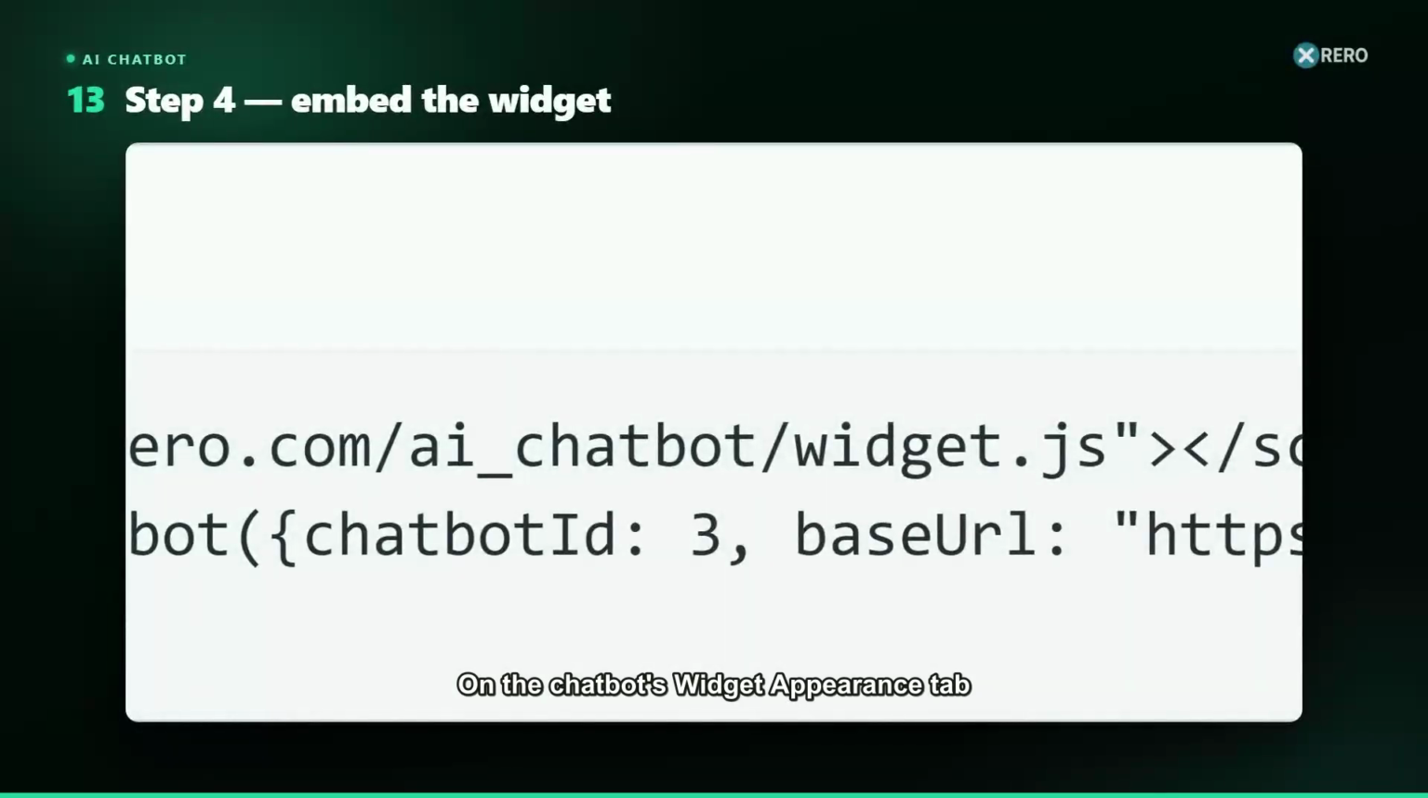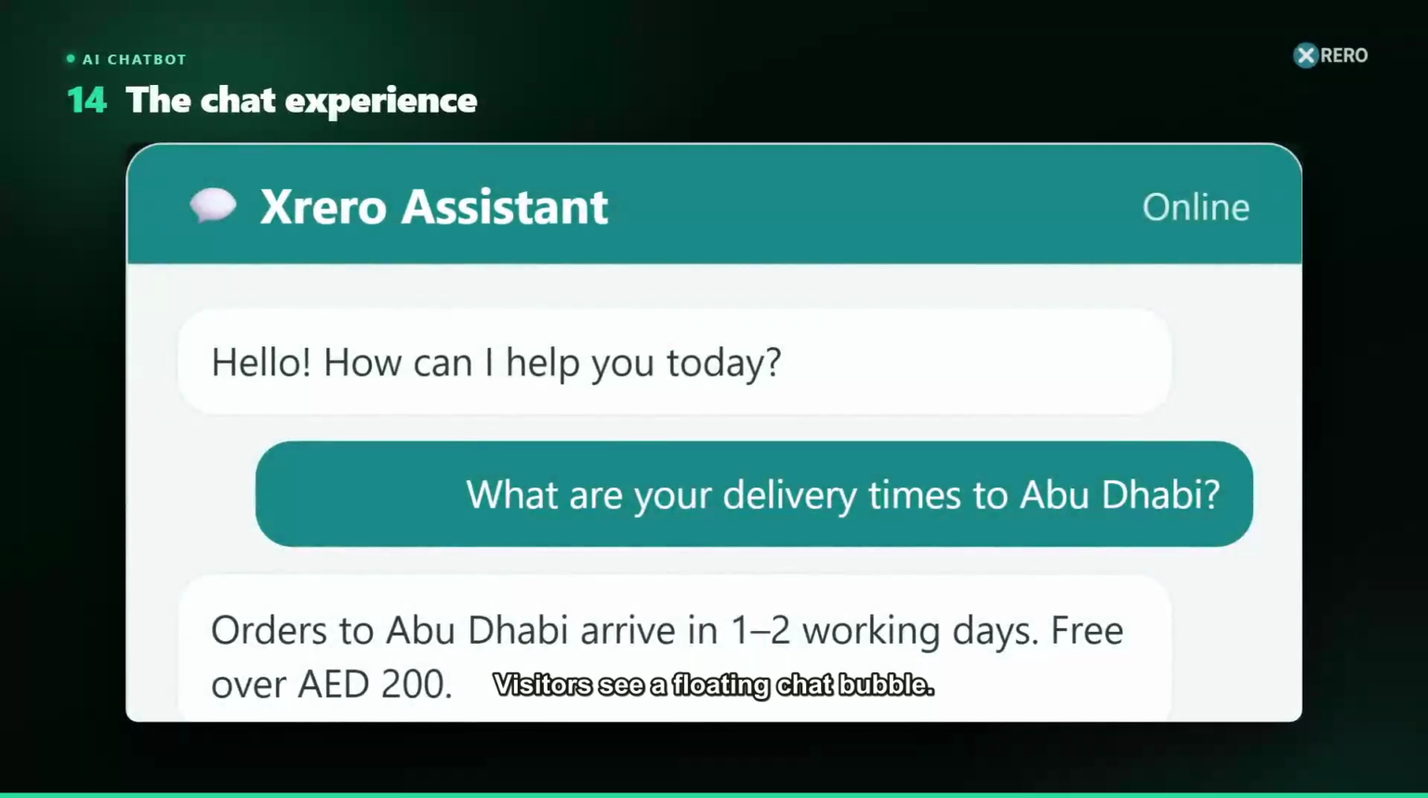On the chatbot's Widget Appearance tab, copy the read-only installation script and paste it into your website's HTML just before the closing body tag. Visitors see a floating chat bubble. Clicking it opens a window with your bot's avatar, title, and the welcome message.